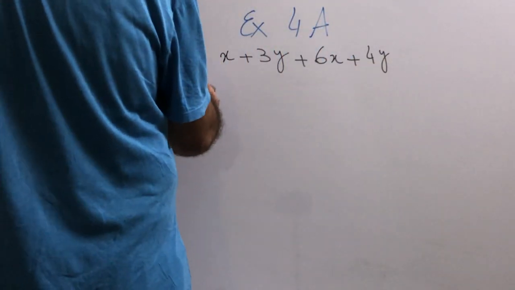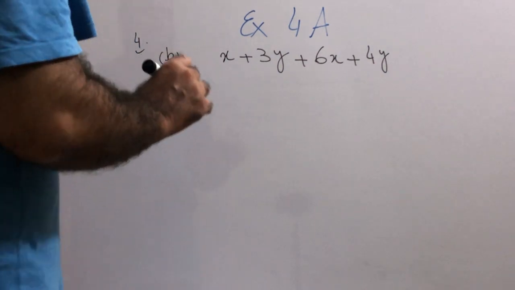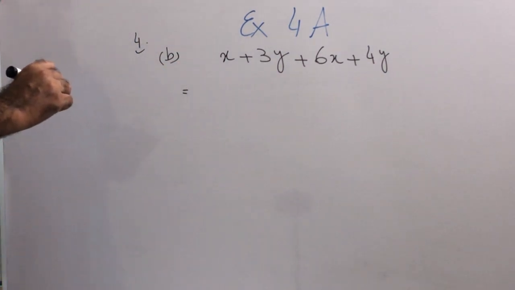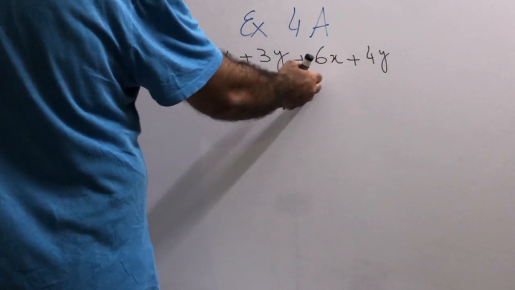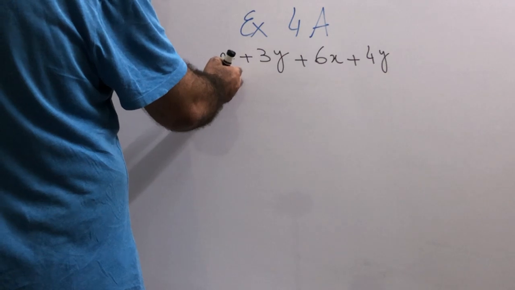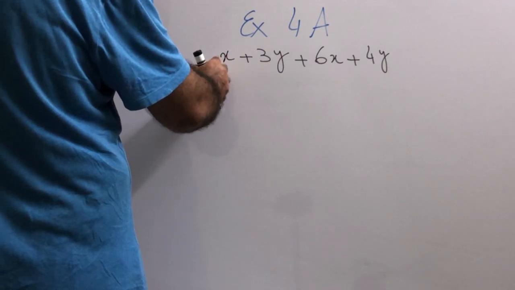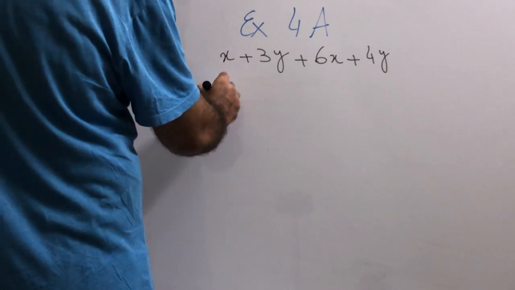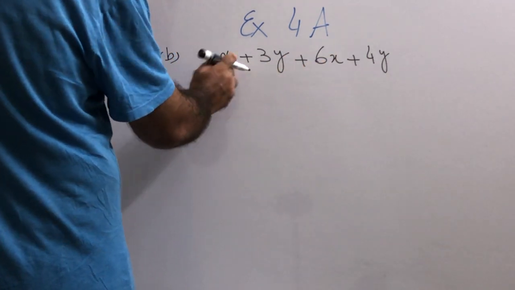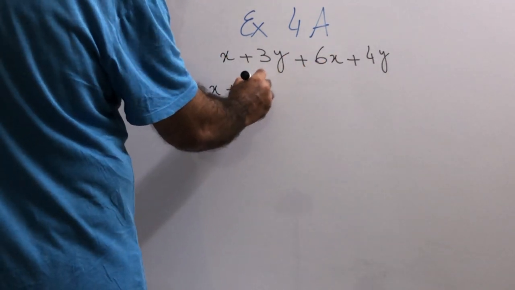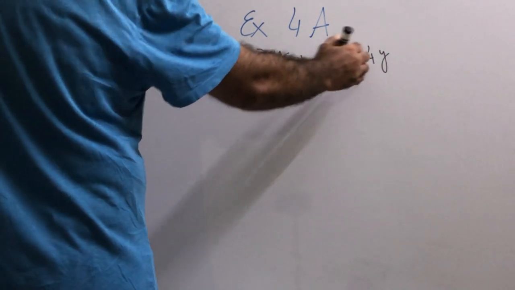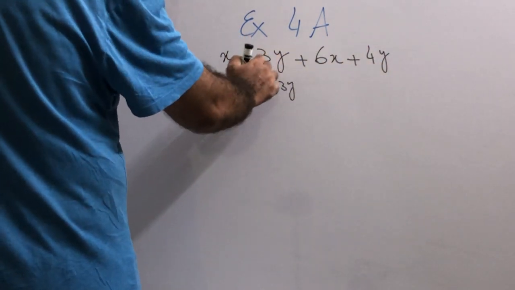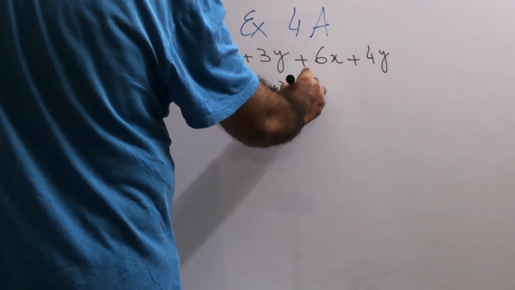This is an expression. We start by putting an equal sign at the start. So the very first step is we need to bring closer the values involving x. This is x. Bring closer this plus 6x. Then we have plus 3y. We need to bring closer 4y to 3y. This is plus 4y.